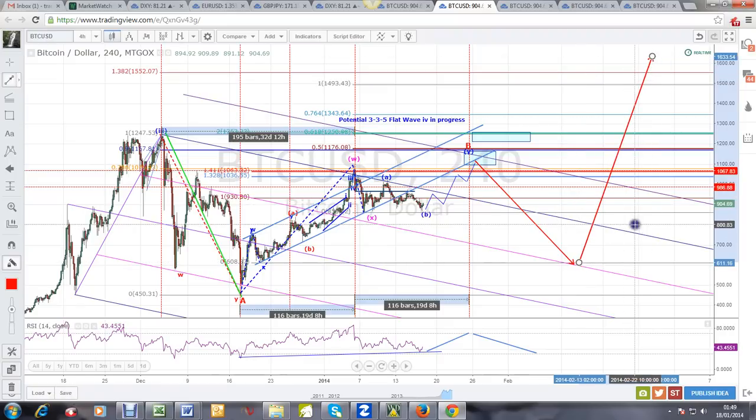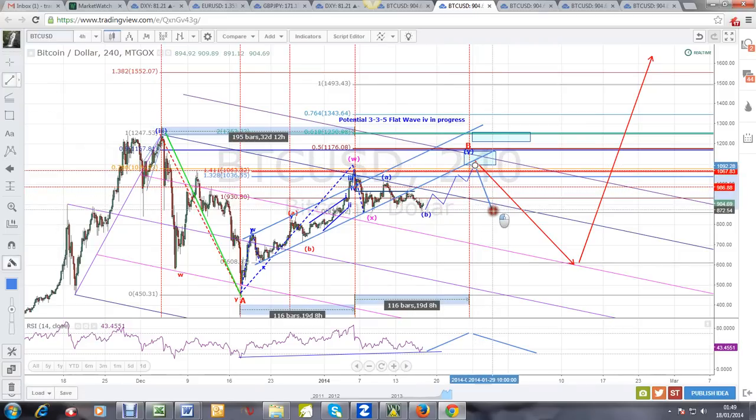If that happens, it won't happen without us having 5 clear waves to the downside. And we want those clear impulsive waves, nothing like what we've seen here. We want 5 clear impulsive waves, wave 1 for example, wave 2 up, wave 3 down, wave 4 up, and wave 5 down, right? We want 5 waves like that.